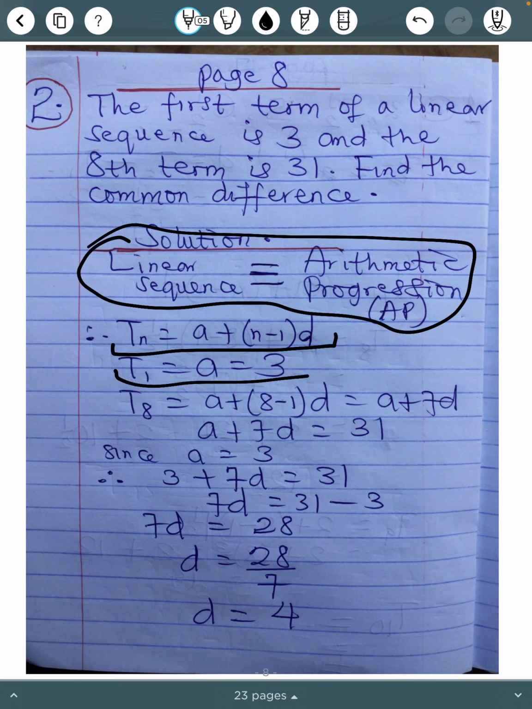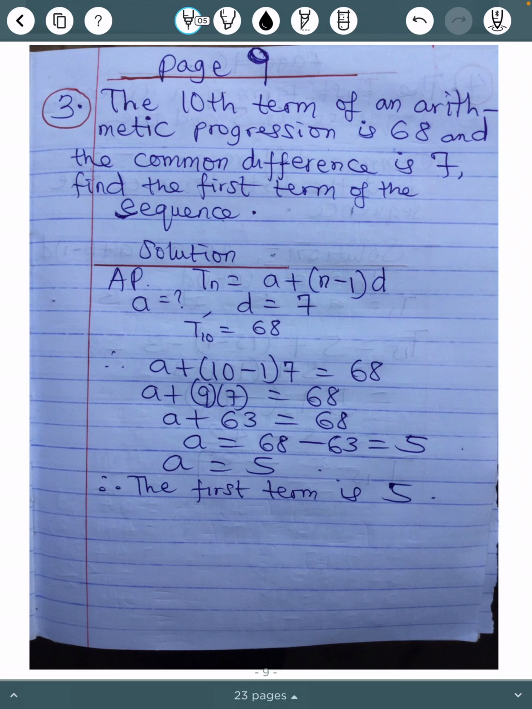The first term is given as 3. So that means T1, which is a, will be equal to what? 3. So my 8th term for this one is said to be 31. So a plus 7d is 31. But my first term is 3. So that gives me 3 plus 7d is equal to 31. 7d will be 31 minus 3. And 7d will be 28. So my common difference is what? 4.